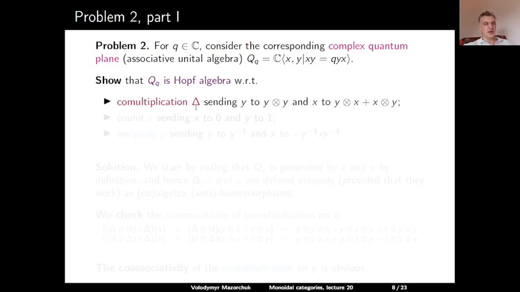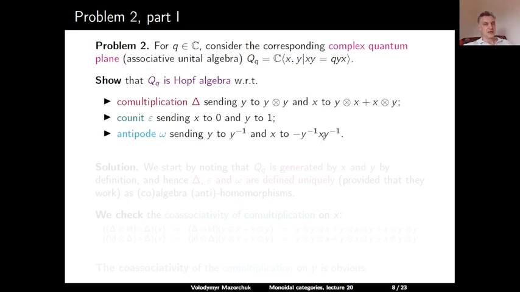So we have the comultiplication delta, which sends y to y tensor y, and x to y tensor x plus x tensor y. Our counit epsilon sends x to 0 and y to 1, and our antipode omega sends y to y inverse and x to minus y inverse x y inverse. So we don't need to define the multiplication and the unit because we start originally from an associative and unital algebra, so the multiplication and the unit are already defined.